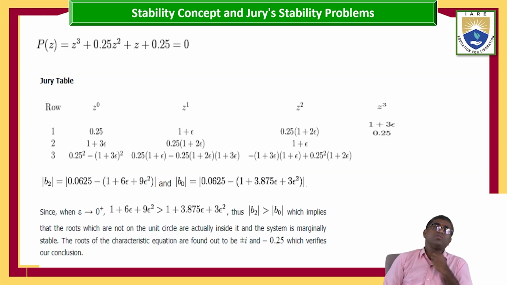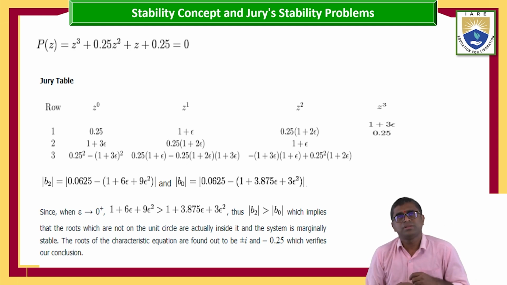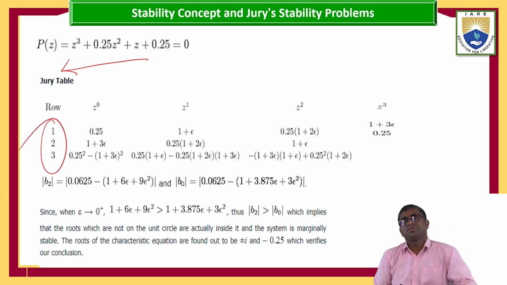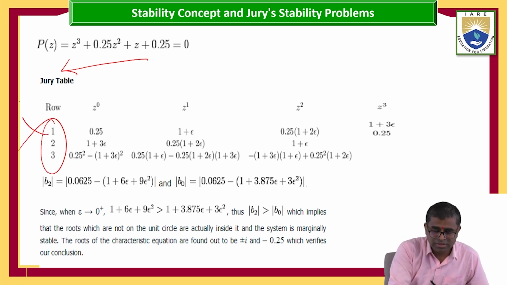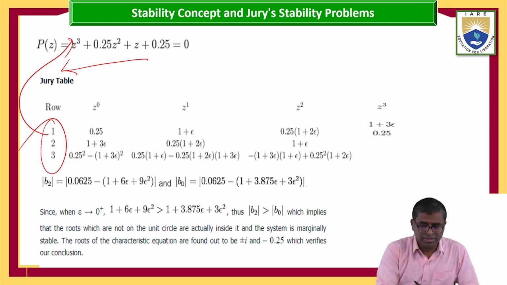Now, I am going to go with the Jury table. So what happened in this Jury table? How many rows are coming? 3 rows. Okay, 3 rows. It is depending upon the power. So what are the values here?